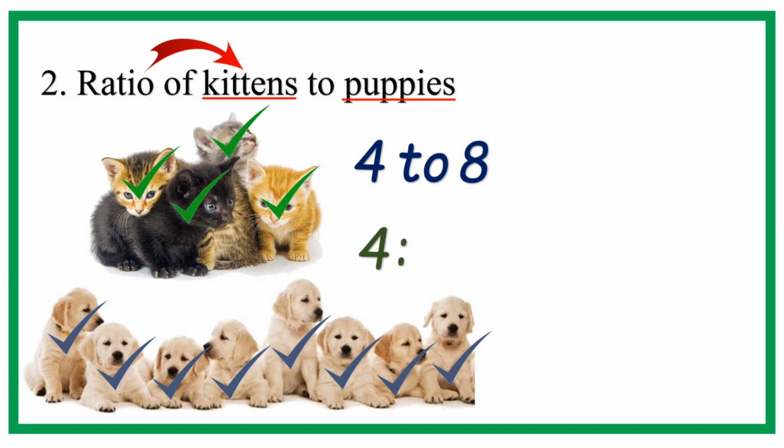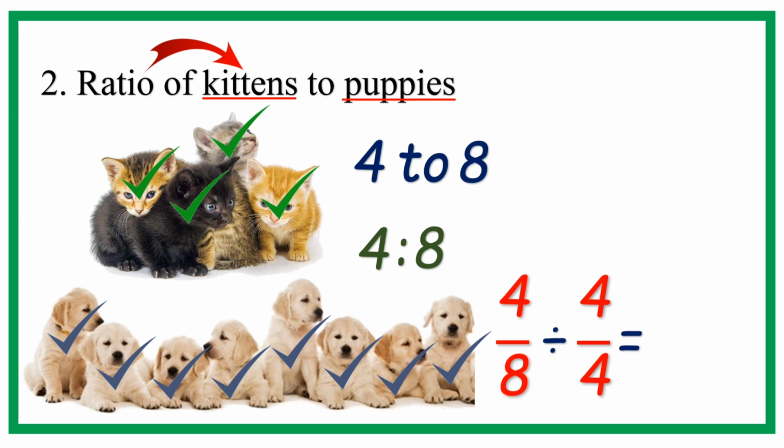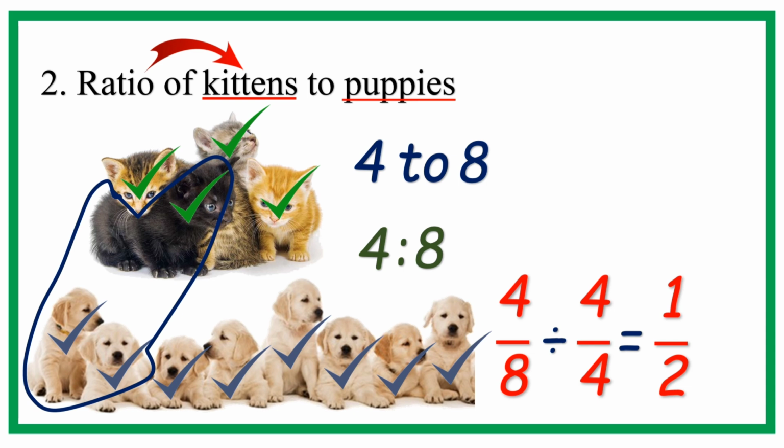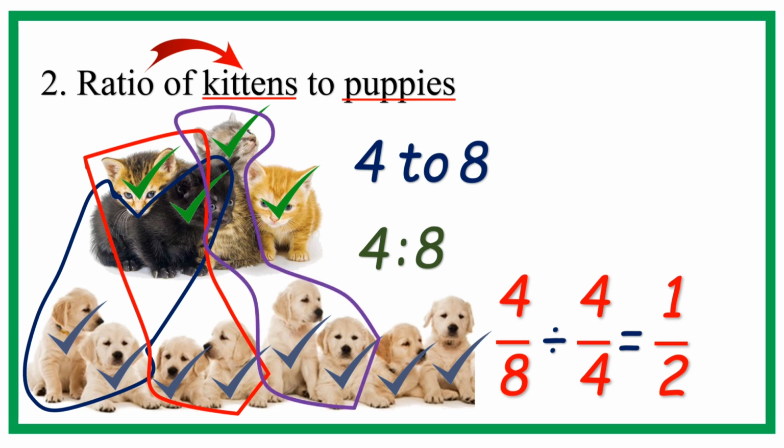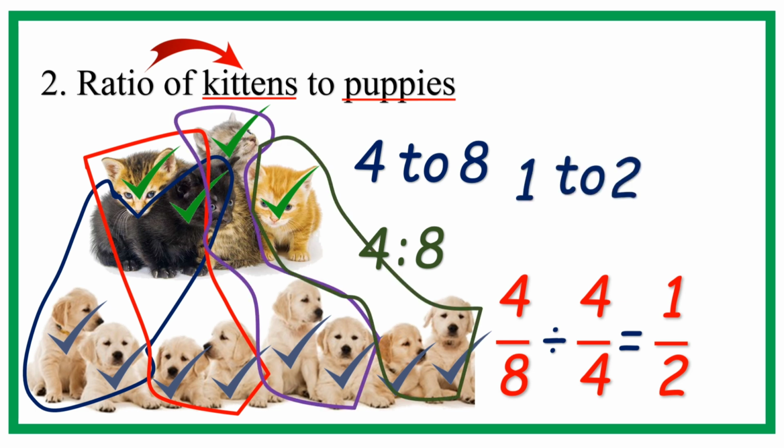We can write it like this, 4 colon 8, or 4 to 8, or using fraction, 4 over 8. Since it's a fraction, if we can simplify it, then let's do it. In this case, we can simplify it by dividing by 4, which gives us 1 over 2. For every 1 kitten, we have 2 puppies. We can write it like this, 1 to 2, or 1 colon 2. Just like that.